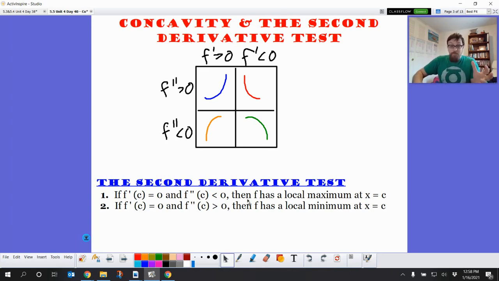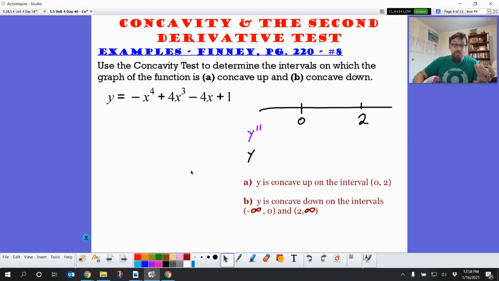Now, it does work opposite. So if it's less than zero, then it's a max. And if it's greater than zero, then it's a min. So watch out for that, it's a little bit opposite for that second derivative test. Let's put these into applications a little bit.